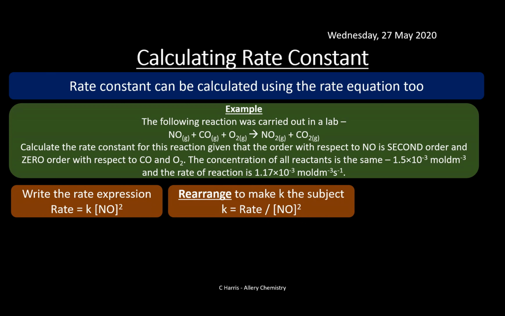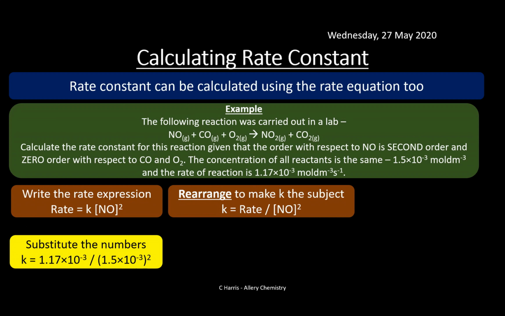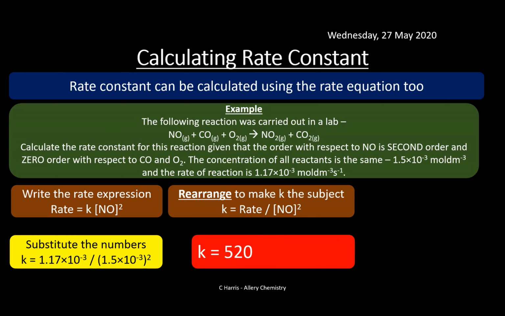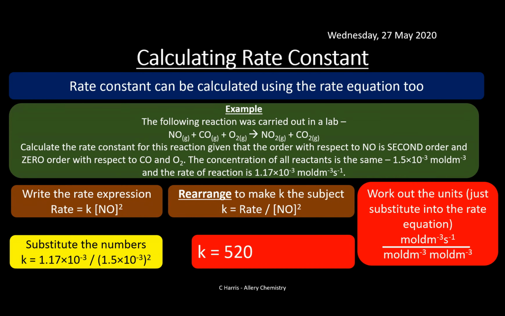So K equals rate over NO squared. We then put our numbers in. There they are: 1.17 times 10 to the minus 3 divided by 1.5 times 10 to the minus 3 squared. And then we get our value of K to be 520. Now remember, the units can vary depending on what we're reacting. So we need to work out our units. Very straightforward. We just take the units of each of these and write them in the equation.